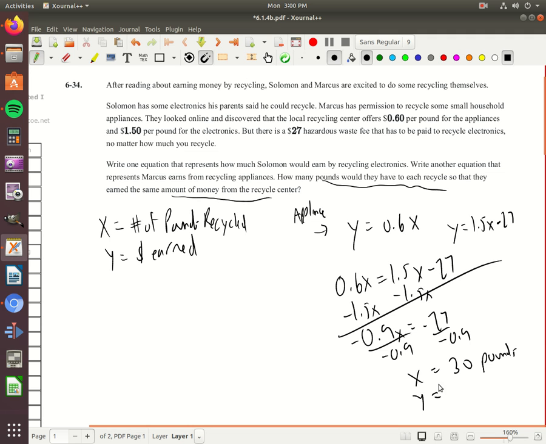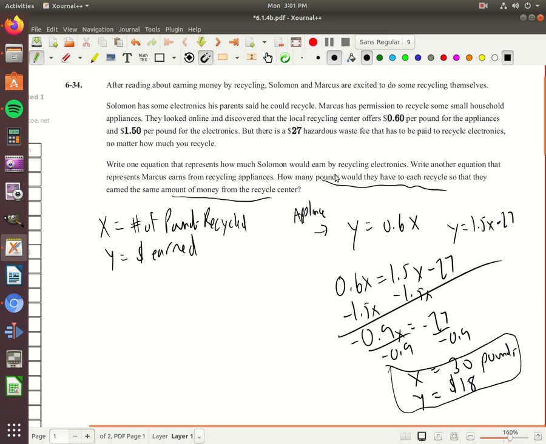And y is how much money. So if he recycles 30 pounds of appliances, he's going to get $18. Well, what should happen, if this goes well for me, is I should be able to plug 30 into this equation and get 18 as well. So think about it. 30 times 1.5, 30 times 1 is 30, half of 30 is 15, so that's 45, minus 27 is 18. So here's our solutions. 30 pounds will yield $18.